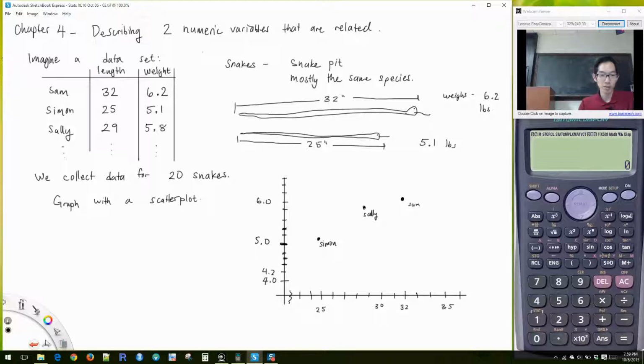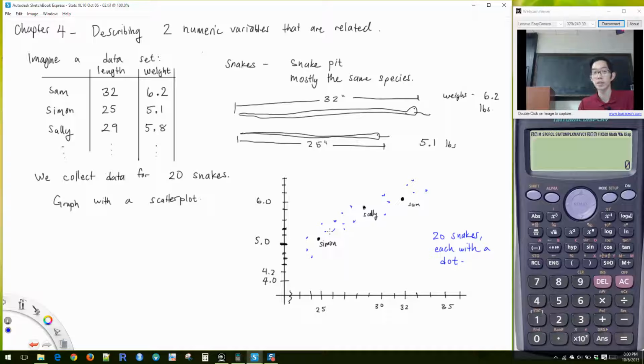Okay? And then you can imagine we have more snakes. I'm going to have a total of 20 dots, right? So I'm just pretending that I've gathered more data here. Something like this. So now I'll have 20 dots represented total in our scatter plot. 20 snakes, each with a dot. Okay. Is this representation and creation of a scatter plot okay with everybody?